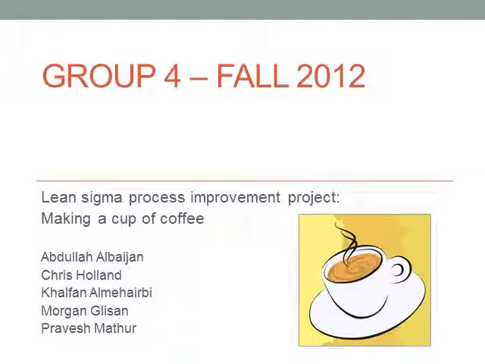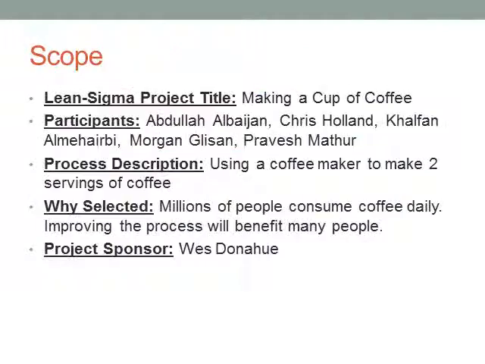This is the Six Sigma presentation for Group 4 on how to improve the process of making coffee. Our group decided to analyze the process of making 2 servings of coffee. Participating in this process are Abdullah, Chris, Kalfan, Morgan, and Pravesh.